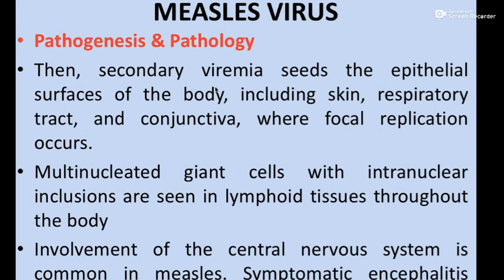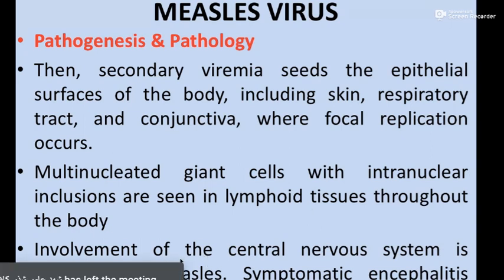This is followed by secondary viremia, which seeds the epithelial surfaces of the body. It goes to the skin, respiratory tract and conjunctiva, the two most important being skin and respiratory tract, and conjunctiva. It causes redness of the eye. It may cause cough and respiratory infection, and causes a maculopapular rash in the skin. If we take a lymphoid biopsy we will find multinucleated giant cells. Why? Because it has a fusion protein, which makes multinucleated giant cells, with intranuclear viral inclusions seen in the lymphoid tissue throughout the body, in all the lymph nodes of the body.